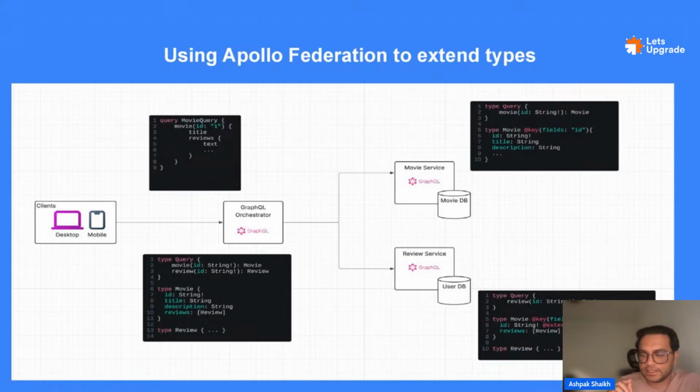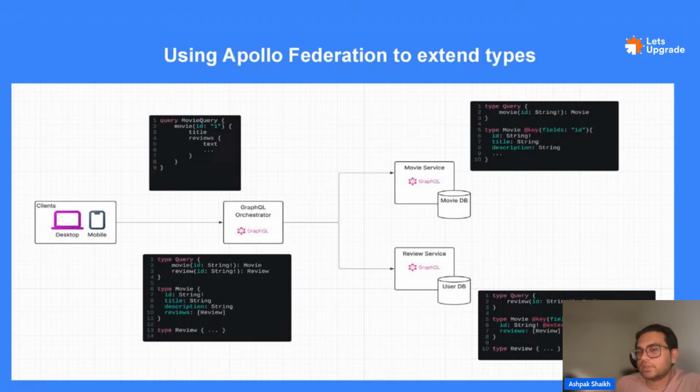Now, if you see the review schema, review has redefined the movie type with the same key, saying that ID is the key, and ID is an external attribute using the external directive. It also has the extends directive, saying that I'm extending the movie type. Anything that is not external is what I will own, meaning reviews is what I am extending the movie type with.